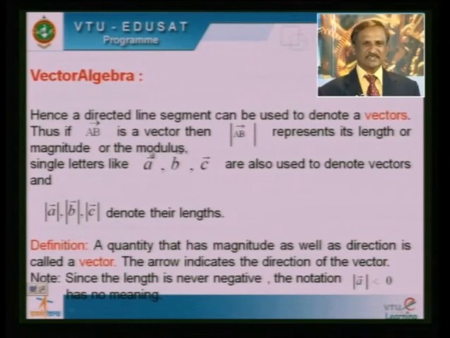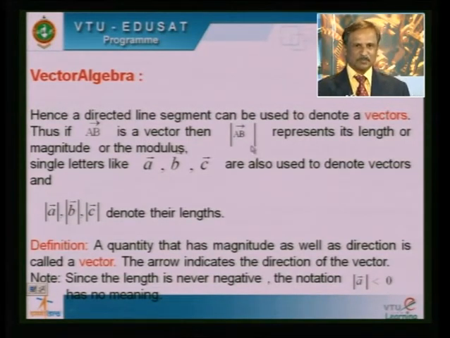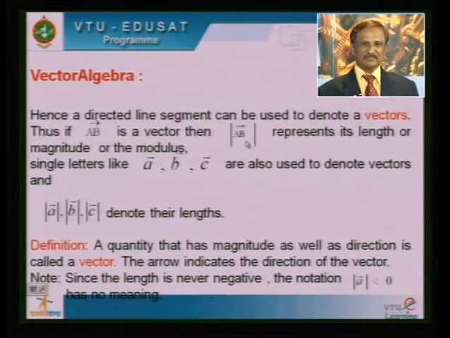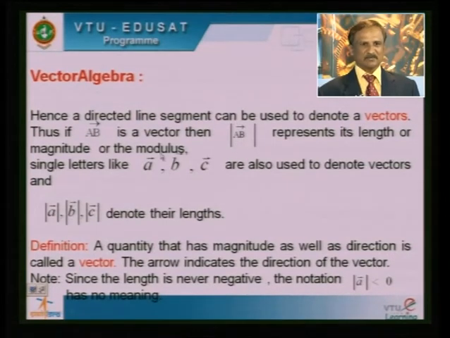Hence a directed line segment can be used to denote a vector. So now how do you denote a vector? Geometrically you can use a directed line segment. Thus AB is a vector, and the modulus of AB represents its length. Just now I asked one question: how do we calculate the length of a directed line segment? You can use this formula, which represents the length or magnitude, or sometimes we call it the modulus.